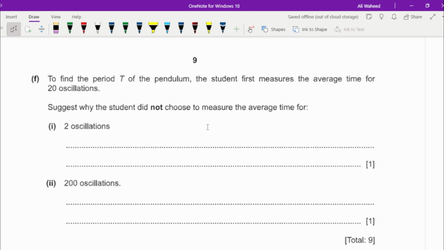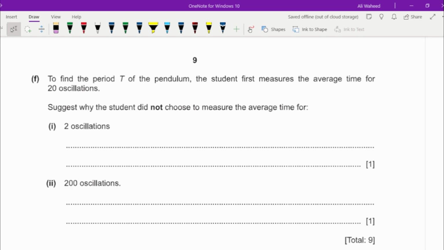To find the period T of the pendulum, the student first measures the average time for 20 oscillations, which is a method that he should be doing because it would be very difficult to find the period of a single oscillation. Suggest why the student did not choose to measure the average time for only 2 oscillations. So why is he choosing to measure the time of 20 oscillations and not 2 oscillations?